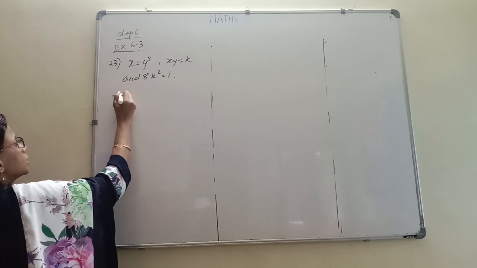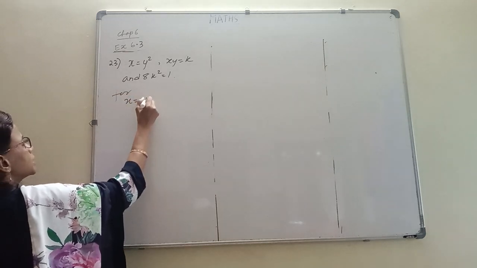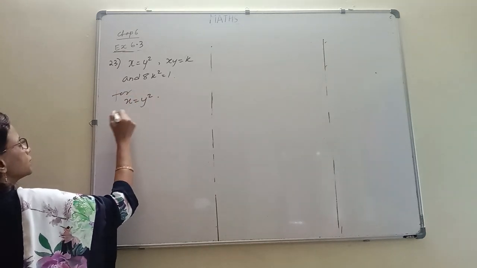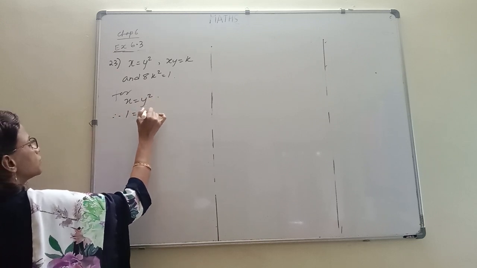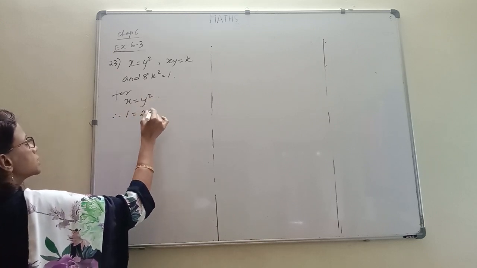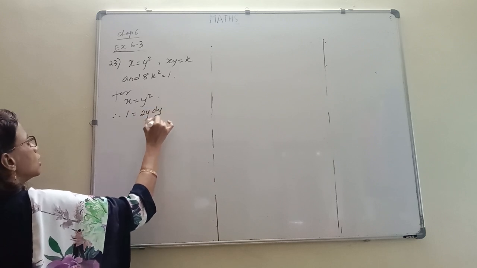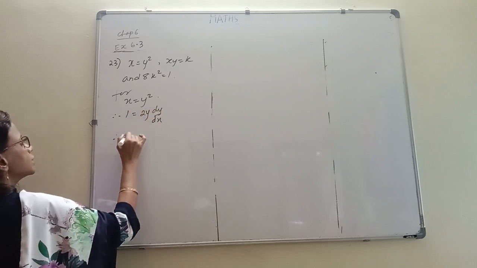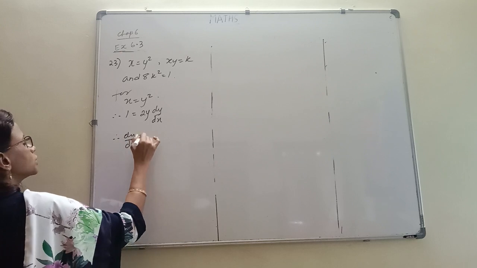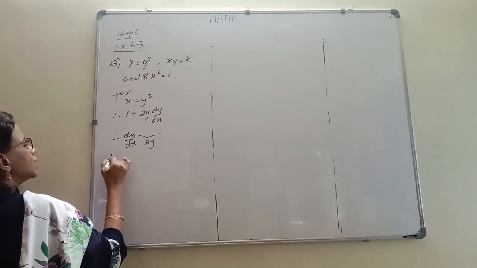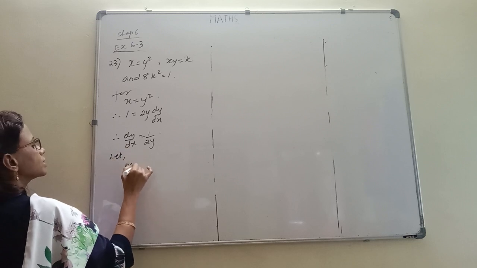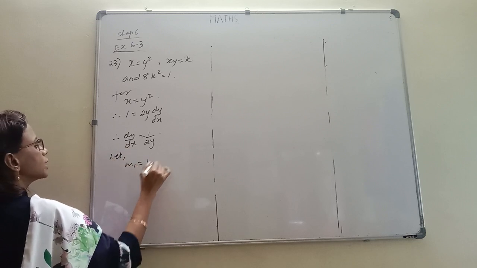For x equal to y squared, dy by dx is our intention. So let's find the derivative with respect to x. Derivative of x with respect to x is 1, and derivative of y squared with respect to x is 2y dy by dx. So dy by dx equals 1 by 2y. Since it's for curve 1, for our convenience, let's call it m1, which is 1 by 2y.